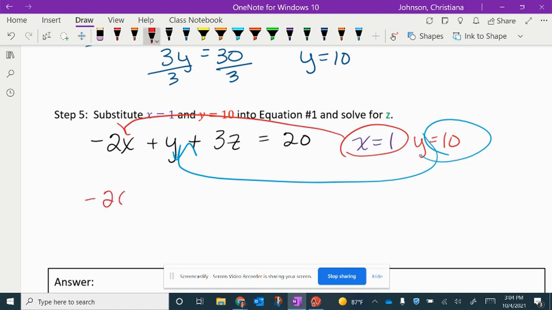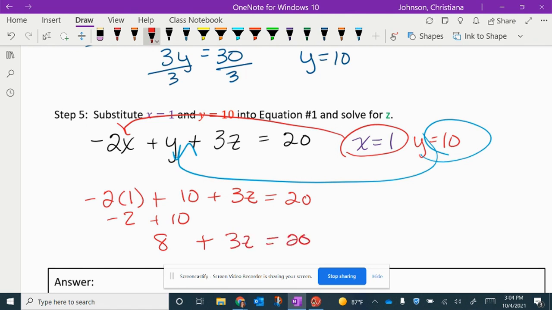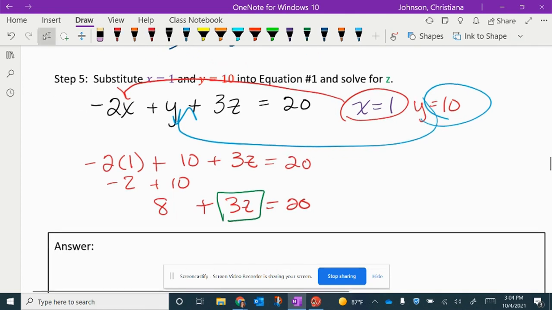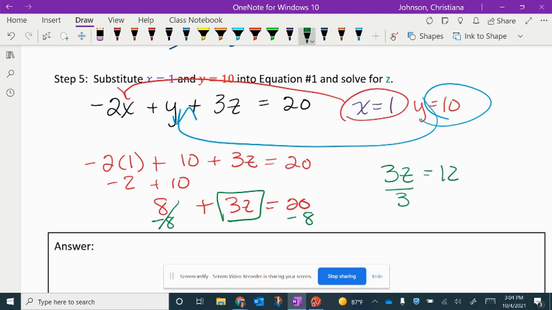So negative 2 times 1 plus 10 plus 3z is 20. And now we're going to solve for z. So negative 2 plus 10 adds up together to be 8, plus 3z is 20. We want to get 3z by itself, so we're going to subtract off our 8. And that gives us 3z on one side, because the 8s go away, and 12 on the other. So we divide by 3, and we get z is 4.